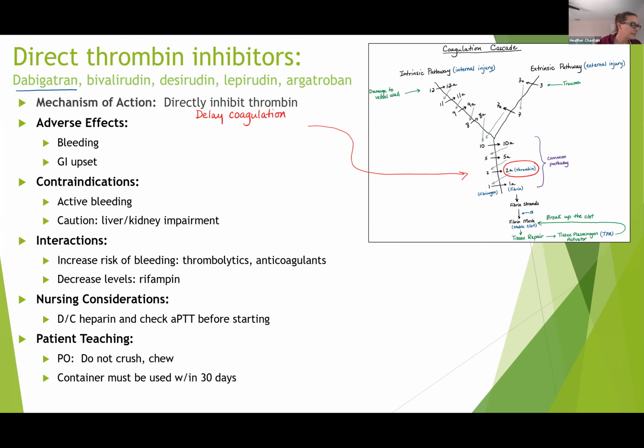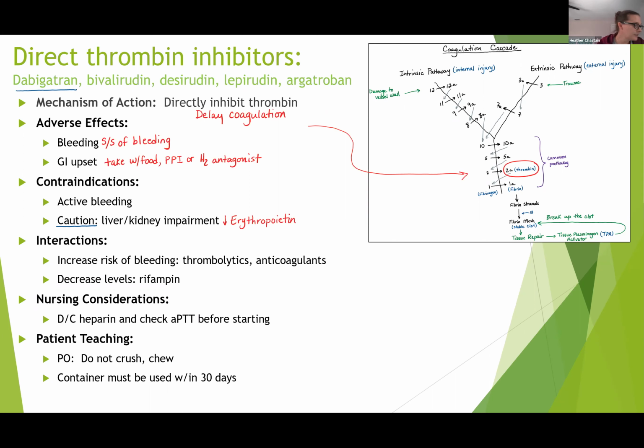So our adverse effects are bleeding. So we need to monitor for signs and symptoms of bleeding. And we want to check vital signs because usually vital signs will change as well if there's bleeding. GI upset, so we need to take with food, or you can take with a PPI or H2 antagonist. Contraindications, if they already have active bleeding going on, we're going to use caution if they have any liver or kidney impairment, again, because that will decrease the erythropoietin that's produced, and that affects red blood cells and bleeding.